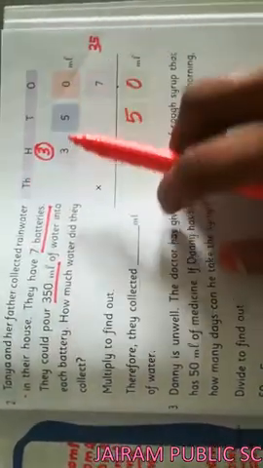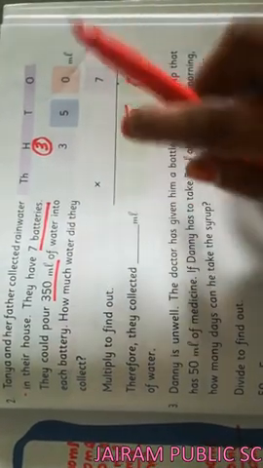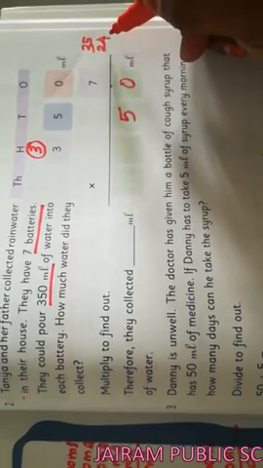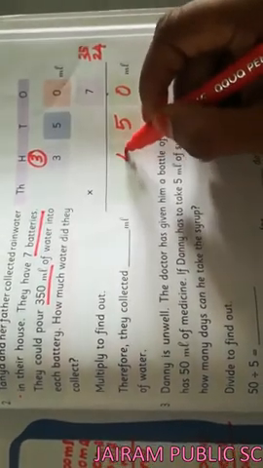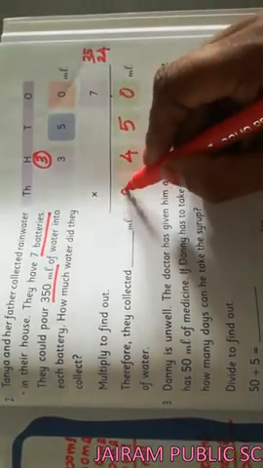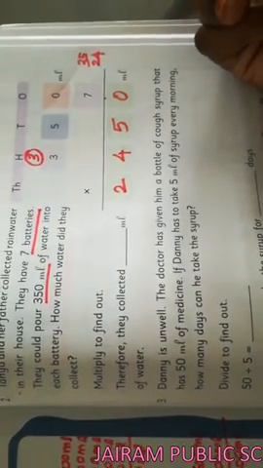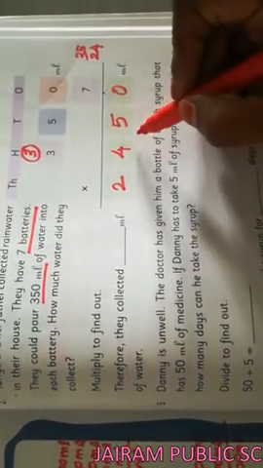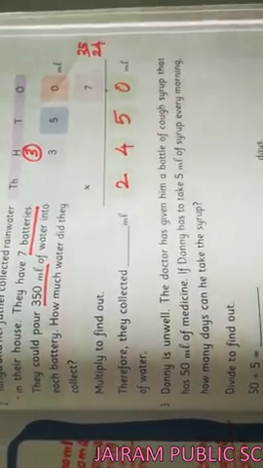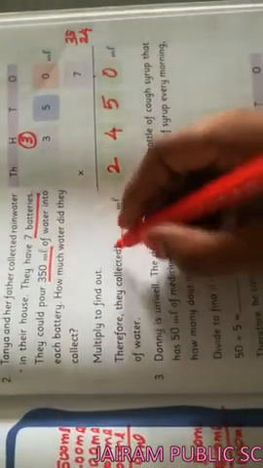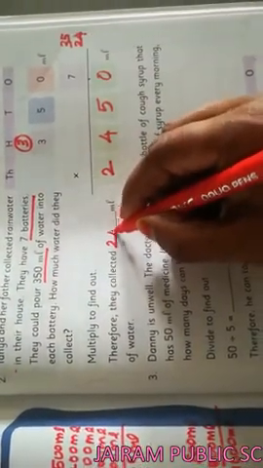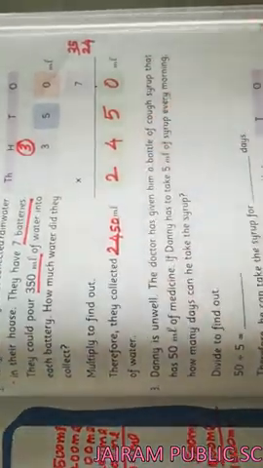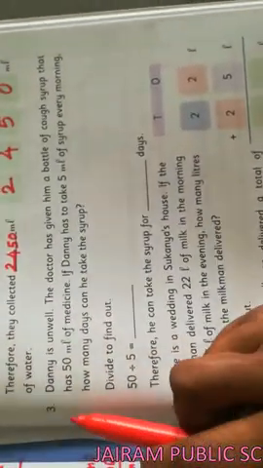Then we have to multiply the next number. 3 sevens are 21. 21 plus 3 will be 24. For 24 I will write 4 here in the hundreds place, 2 in the thousands place. For that they will collect 2450 ml of water. Therefore they collected 2450 ml of water.